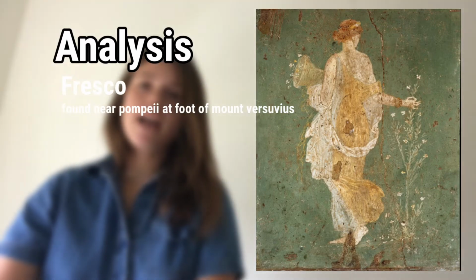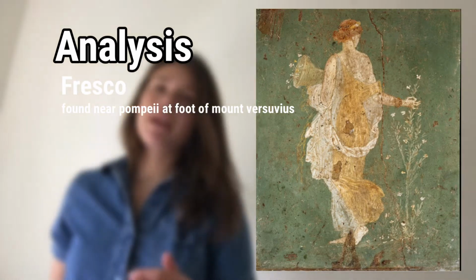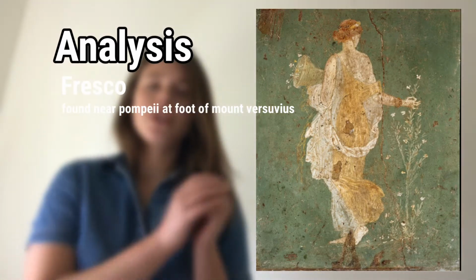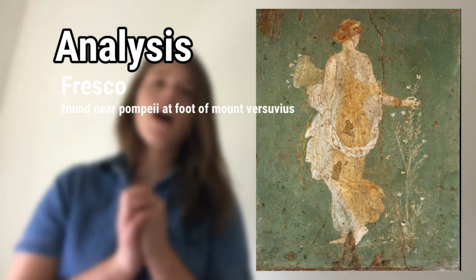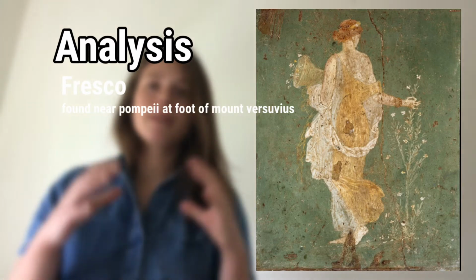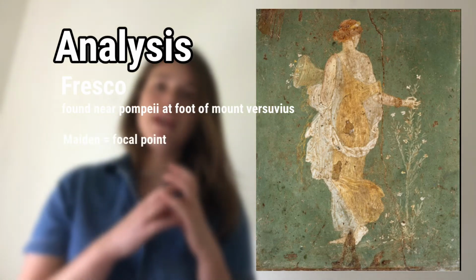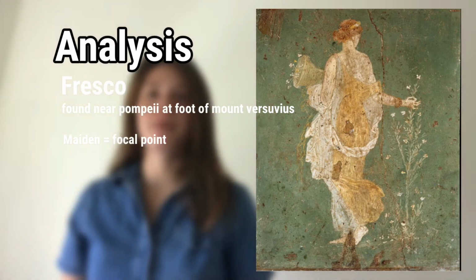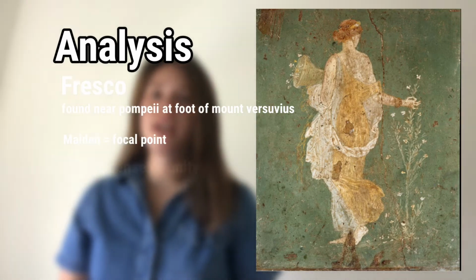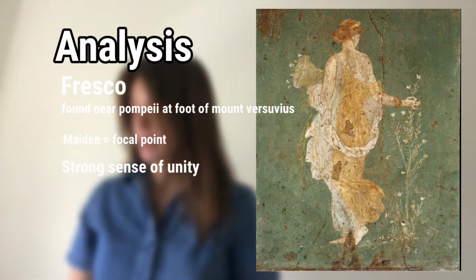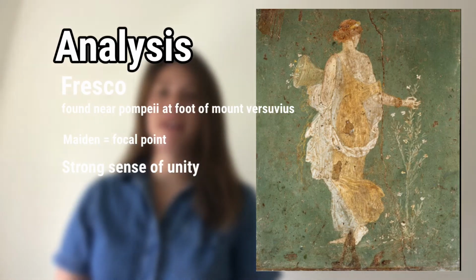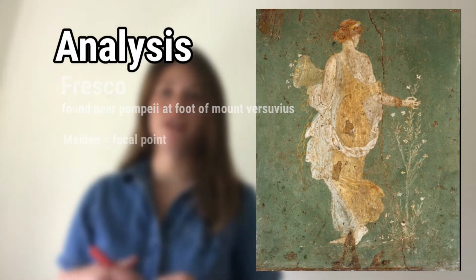Additionally, I noticed that because there are basically two main colors, the green and the gold, the maiden becomes the main focal point of this image. Lastly, there seems to be a really strong sense of unity in this picture between the green surrounding the maiden and how those two colors interact with each other.